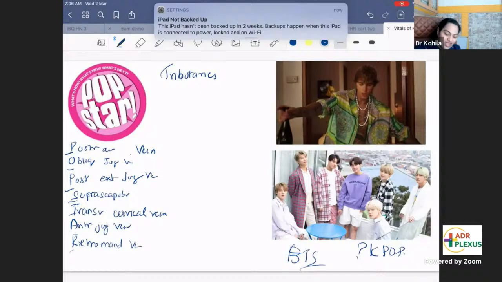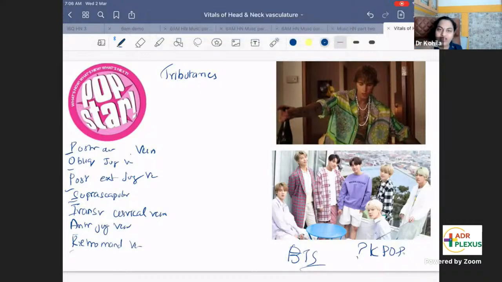I'm not. Okay, so remember the tributaries of the external jugular vein are these. Can I move on?